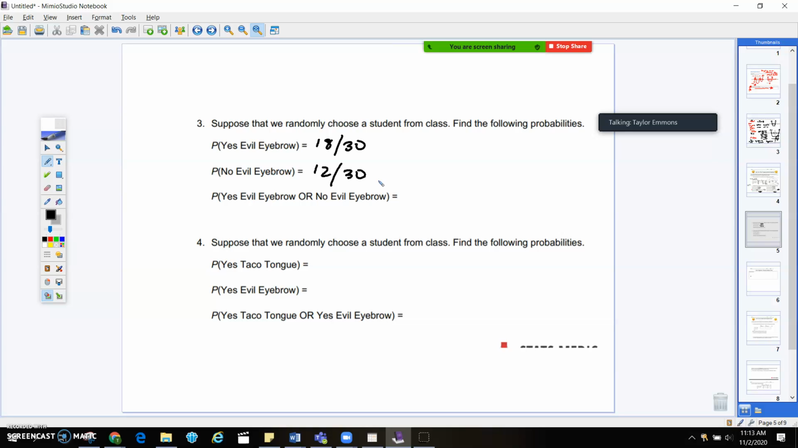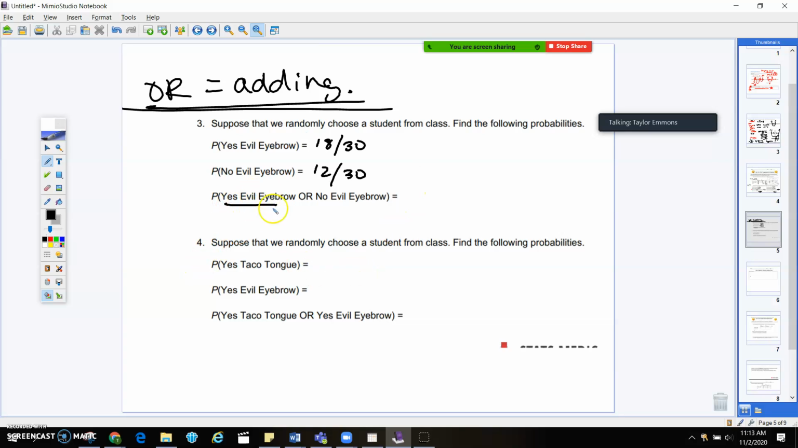Now, here's another conjunction. It says or. Or means adding. That's the same as it used to be in geometry, but I'm going to show you again. So, if they yes evil eyebrow, that's 18 out of 30, right? Or they no evil eyebrow, that's 12 out of 30. Well, what's 18 plus 12? Okay, and 30 out of 30 is 100% of them are either able to do it or not able to do it, right?